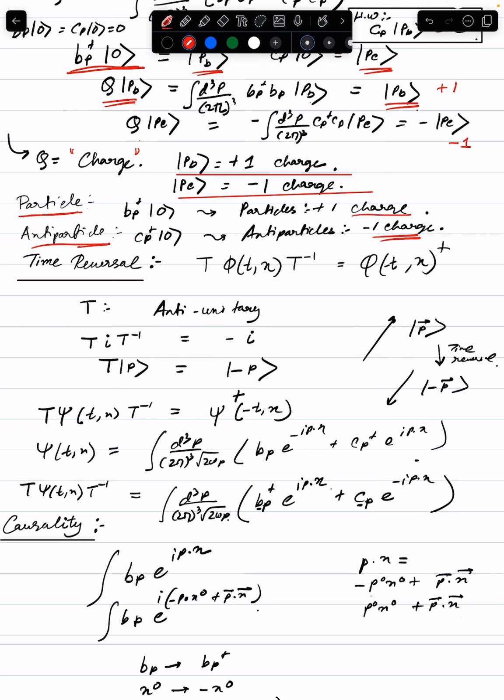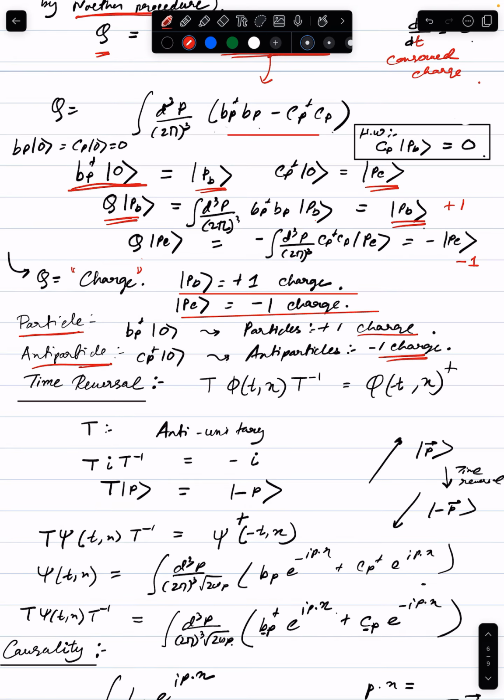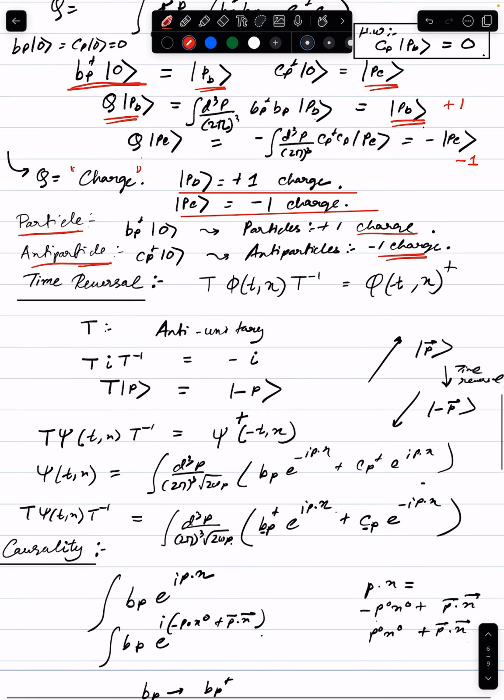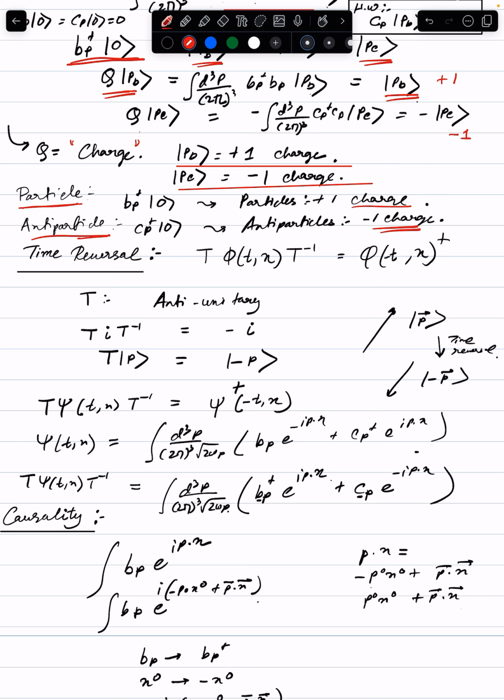So generally a particle and antiparticle will have opposite quantum numbers. Whatever quantum numbers are there, they will be opposite. So things with the same mass but opposite quantum numbers are particle antiparticle pairs. So B and C form a particle antiparticle pair. Of course, it's convention which one you want to call particle and which one you want to call antiparticle. We are calling the B's the particles. This is just convention. Okay.